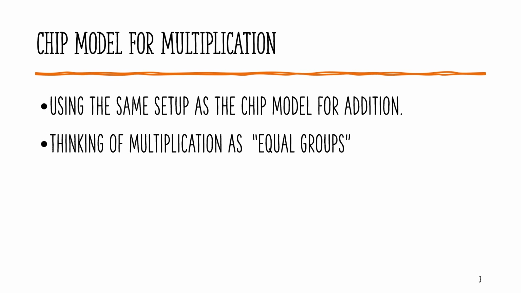So the chip model for multiplication is going to use the same setup as the chip model for addition. And in this model, we are going to be thinking of multiplication as equal groups. We know that in the last unit we learned that there are lots of different ways to think of multiplication, like skip counting, rectangular arrays, area, or repeated addition. And with the chip model, we want to solely think of multiplication as repeated addition with equal groups.